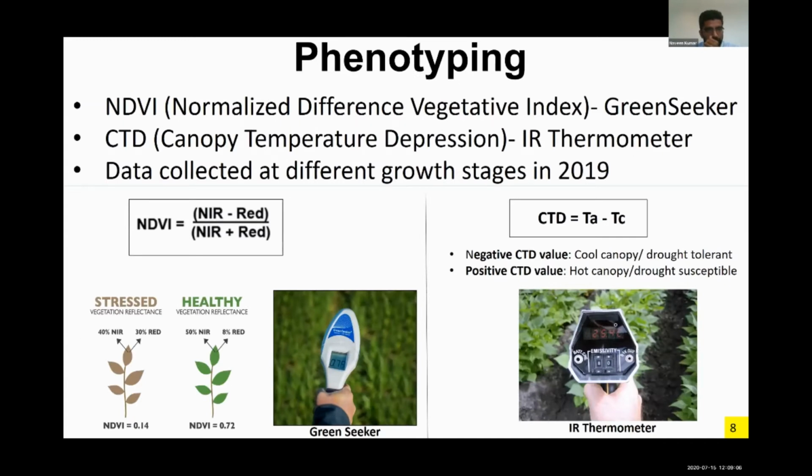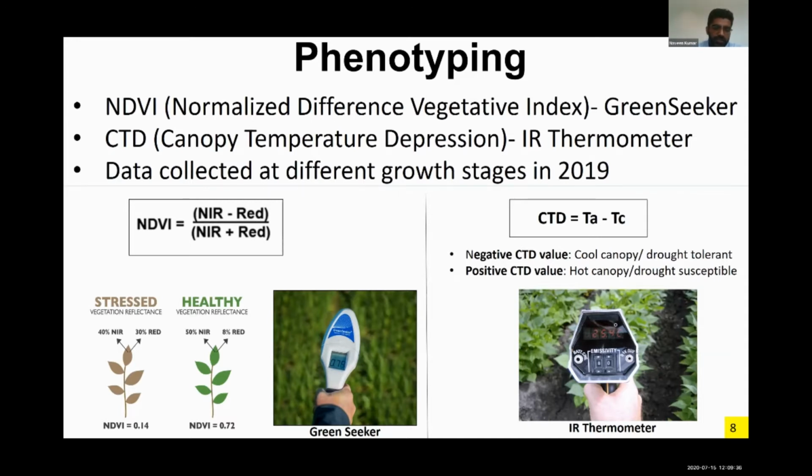Now moving toward the phenotyping. So population 3 was phenotyped by using NDVI and CTD at different growth stages and at different drought severity in 2019. NDVI is calculated by measuring the wavelength within the near infrared and red region of the electromagnetic spectrum. NDVI relates to the chlorophyll content based upon its absorption property.